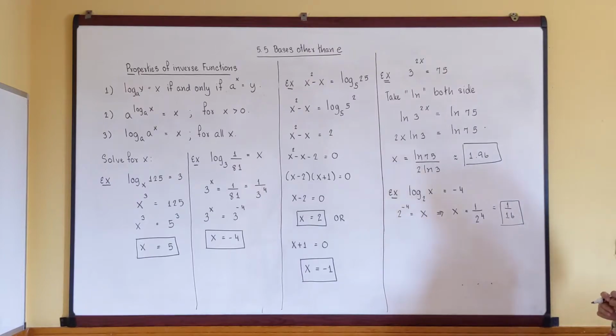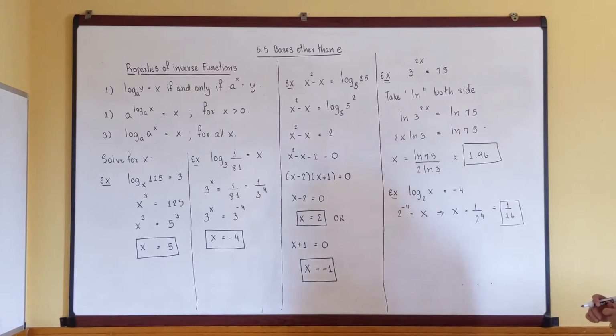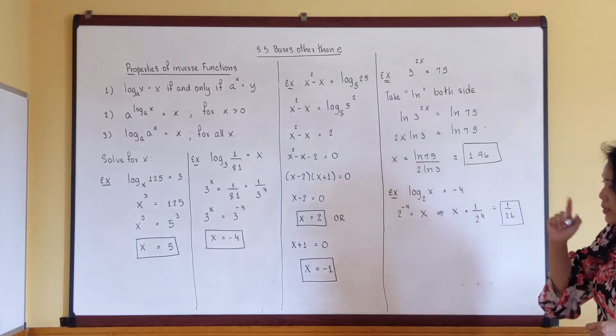Another way, which is not easier, but I just want to show you because we're going to apply property number 2. Property number 2 is a raised to log base a of x equals x. I just want to show you how to do it. So I have log base 2 here.